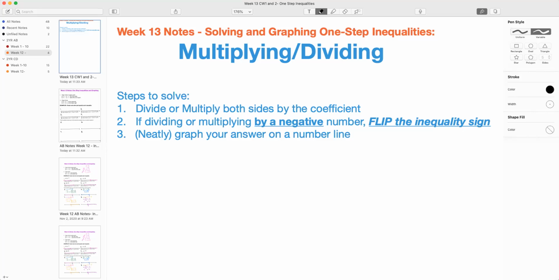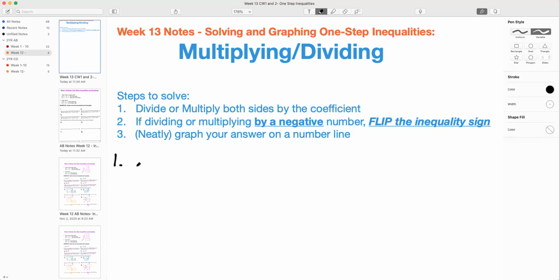This is week 13 notes: solving and graphing one-step inequalities. However, this week we are going to be multiplying and dividing. So if you could please write these steps down to solve, and we will get started.